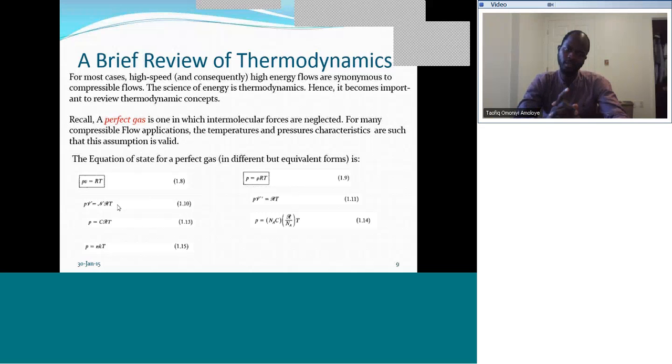And then for most flow applications that we'll be considering in high-speed aerodynamics, compressible flows, the temperatures and pressures are moderate, such that the assumption of the perfect gas is valid. The equation of state for a perfect gas is the product of pressure and volume equal to RT, where R in equation 1.8 is the gas constant and T is the temperature. Noting that v is the reciprocal of density, we see the famous way the equation of state is usually stated: P equals rho RT. There are, however, other ways the equation of state can be stated, ranging from equation 1.10 to 1.15.